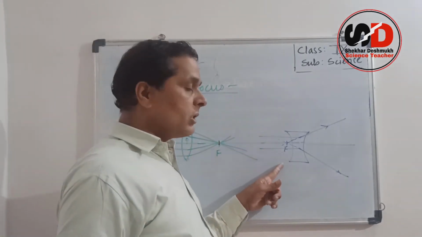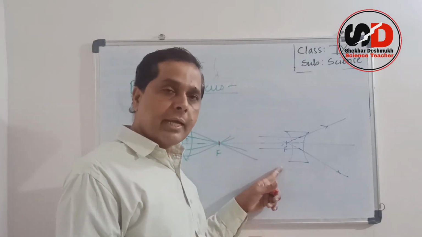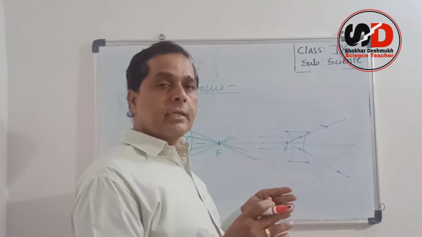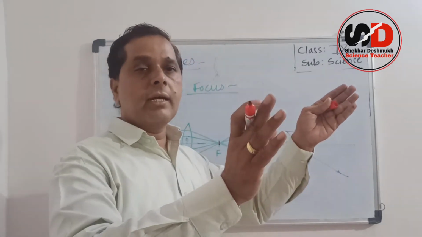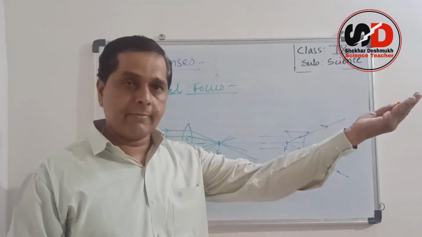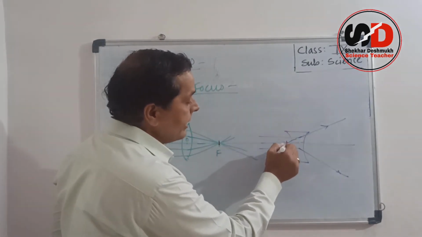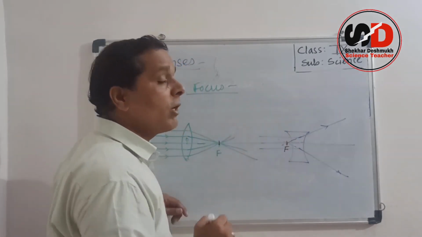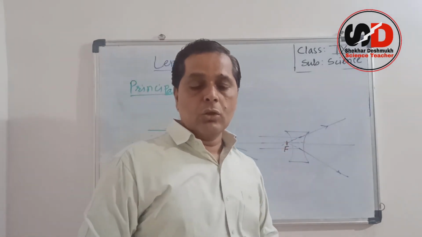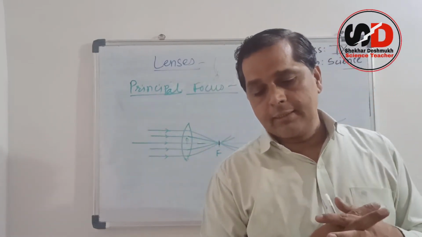Now what is the principal focus of a concave lens? Again similar, light rays parallel to the principal axis falling on a concave lens, while passing through the concave lens, diverge from one another and appear to come from a point behind the lens. That point is nothing but the principal focus F of the concave lens. So this is about the principal focus of concave and convex lens.